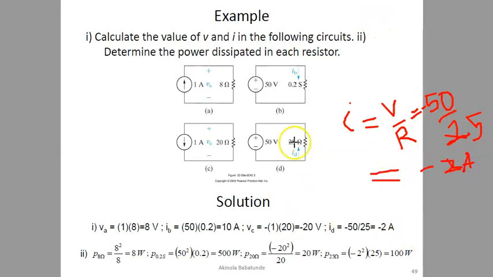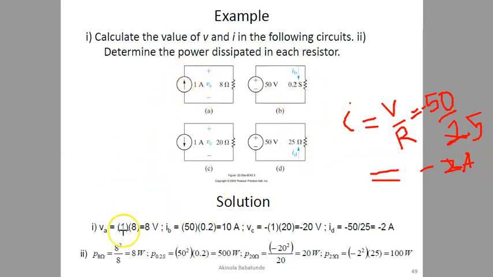Okay. All right, so that's how to find the voltage and the current for the 4 circuits. There's a second part of the question that says, determine the power dissipated in each resistor. Determine the power dissipated in each resistor. How do we do that?